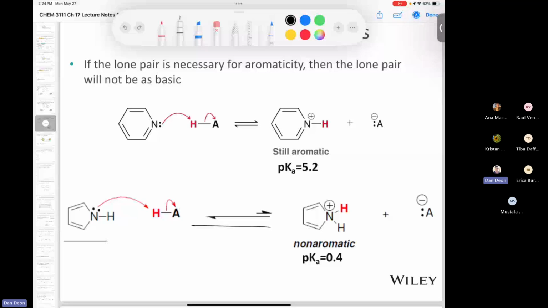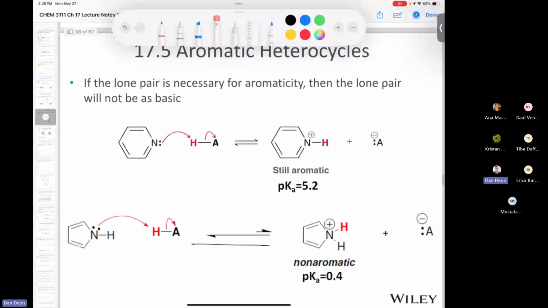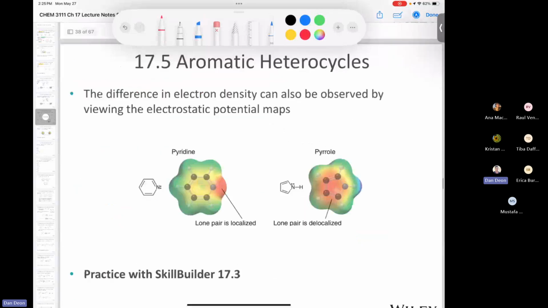So again, to review, pyridine is an aromatic compound. Pyrrole is an aromatic compound. When pyridine is protonated, it is still an aromatic compound, but when pyrrole gets protonated, it is a non-aromatic compound, like that. All right, so aromatic heterocycles, pyrrole and pyridine.